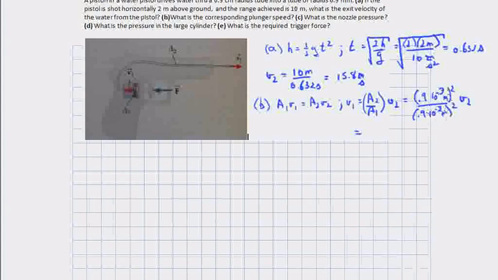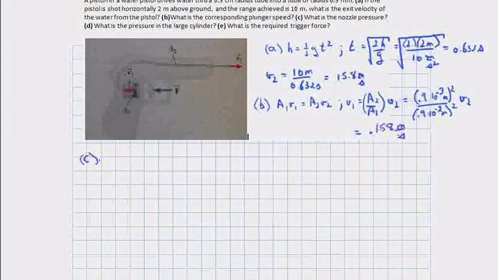This now will give, the 0.9s will cancel, we'll get 10 to the minus 6 over 10 to the minus 4, which is 10 to the minus 2, and so that's going to be 10 to the minus 2 times 15.8, which is 0.158 meters per second. Quite a bit slower. Okay, C.